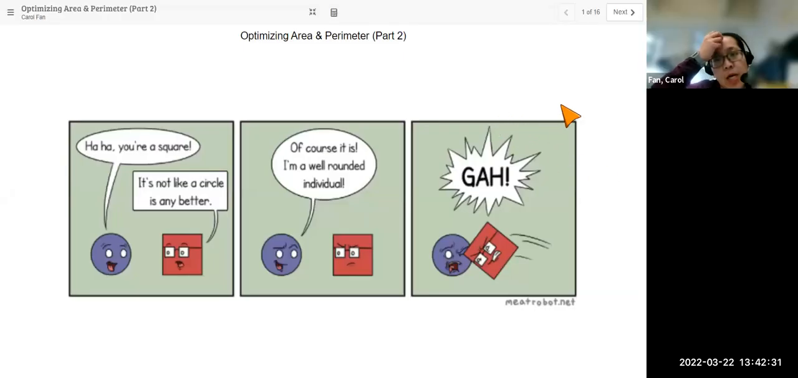So yesterday we talked about how a square gives us the maximum area for the minimum perimeter. Okay, two things. Sorry, maximum area for the minimum perimeter. It also has a minimum perimeter for the maximum area. Same thing, but just said two different ways.